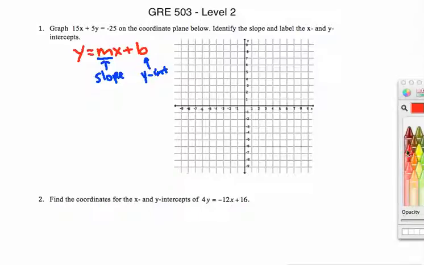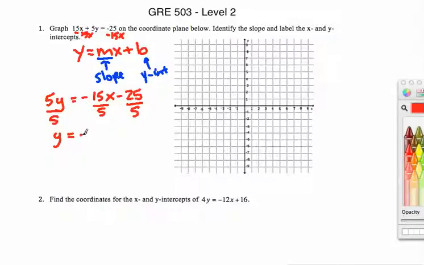So, if we want to make this into y equals mx plus b form, first we need to subtract the 15x. So we'll have 5y equals negative 15x minus 25. And then we're going to divide everything by 5. So we'll have y equals negative 3x minus 5. Alright, so we know from this that our slope is negative 3 and that our y-intercept is negative 5.